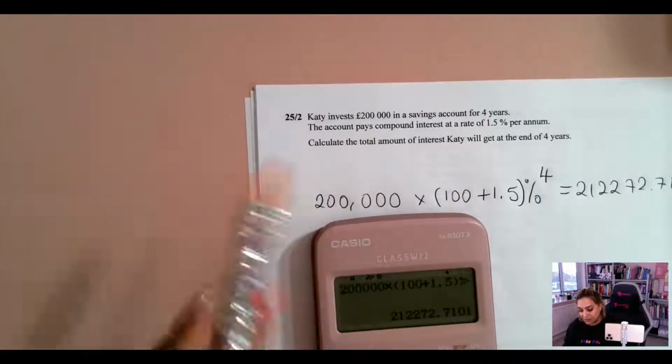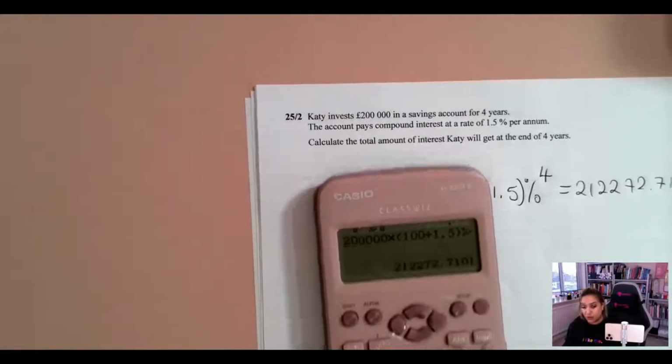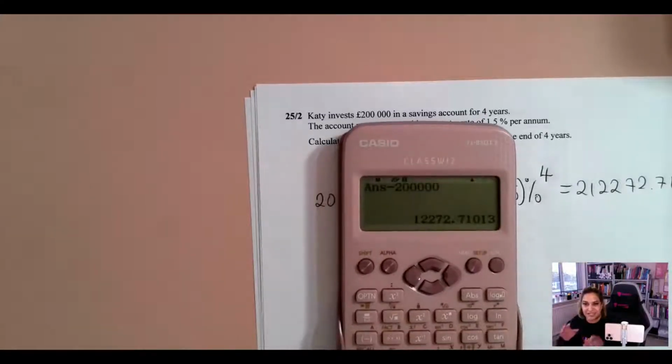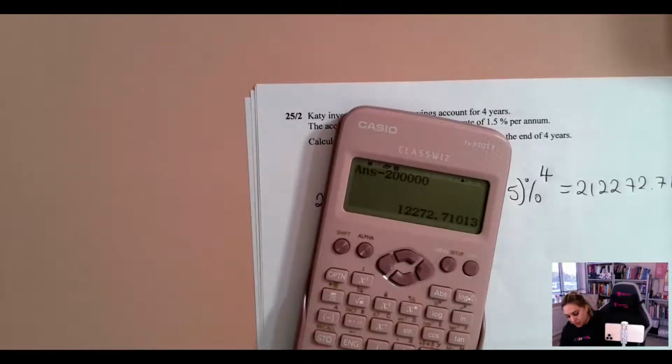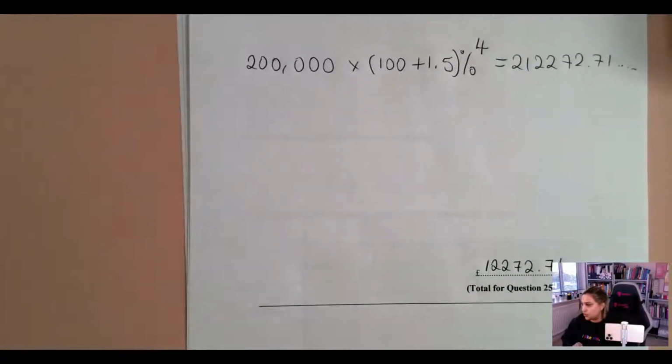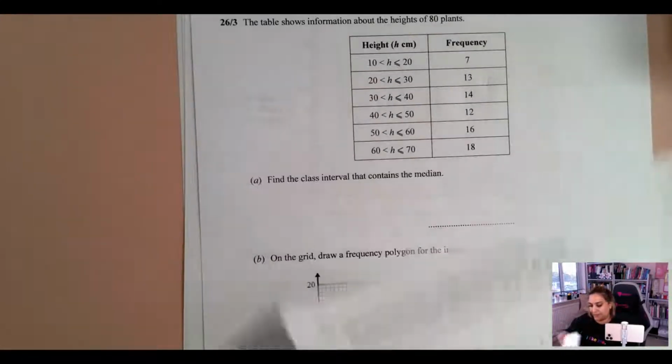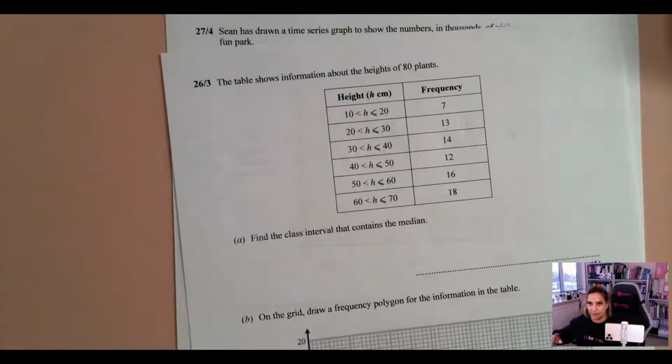But we now have to minus the original amount, but you don't take it out of your calculator. You just hit minus 200,000. Let me check there's enough zeros, and you don't do what I did before. Perfect. And you've got your answer. It's money. We're dealing with money, so we do pounds and pence. So we're going to get 12,272 and 71 pence.